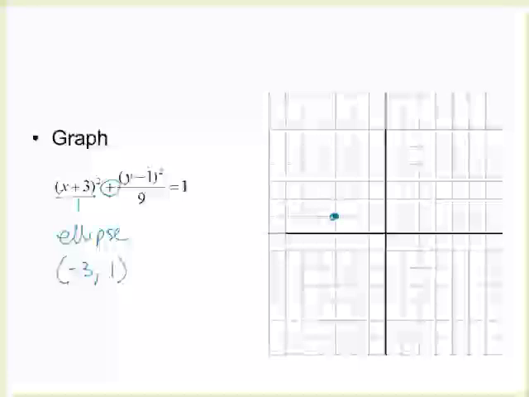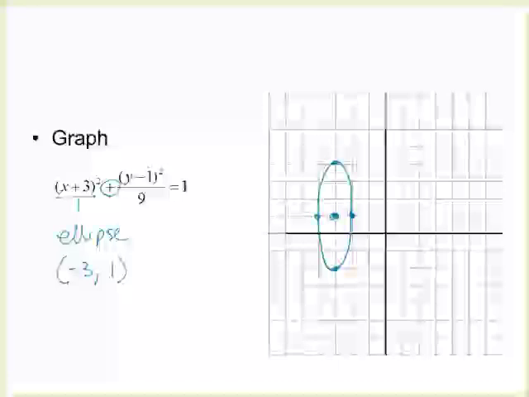Under the x, I put a 1 so that everything would be as a fraction. So we take the square root of that, which is still 1. And since it's with the x, x is sideways. So we go sideways from our center 1 in each direction. Under the y is a 9. So we take the square root of that, which is 3. And from our center, go up and down 3. Okay. And then connect around to get your ellipse.